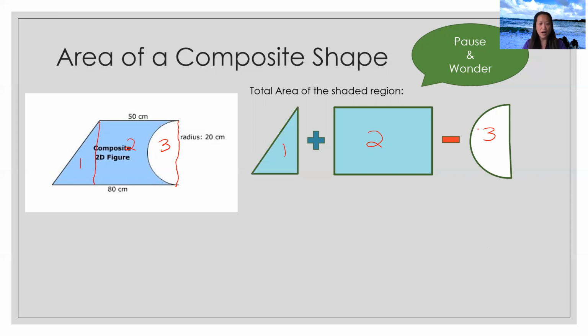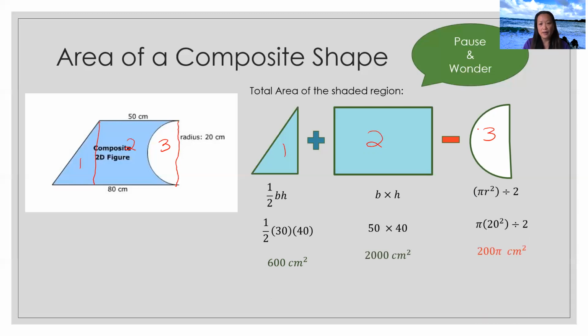So once you have a composite shape, break it apart, visualize it. How is that shape made? What we're going to do is use 1/2 base times height for the triangle, base times height for the rectangle, and pi r squared, but then half of it. So we're going to divide pi r squared by 2 to get half. And once you do the calculations and plug in the numbers, you have the area of each one of those shapes.